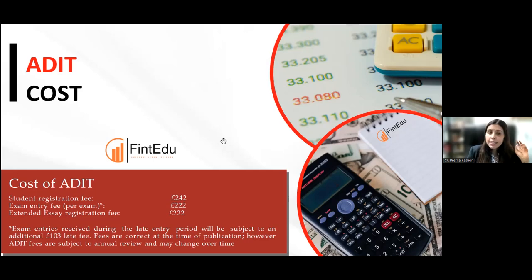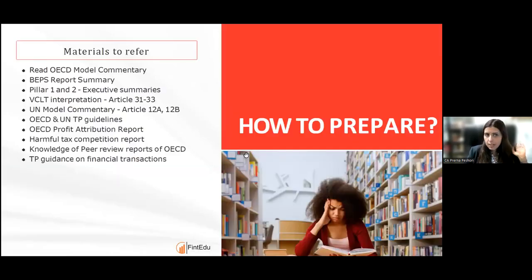Now, what are the materials to be referred for preparing for the examination? Specifically for PIT, I'm talking about. Read the OECD model commentary. As I said, you have to read the Vienna Convention on the Law of Treaties. You have to read Pillar 1, Pillar 2, the executive summary. It's humanly impossible to go through both in such a short time frame. Of course, you can go through them over a period of time. You should have knowledge of the peer review reports published by the OECD, the harmful tax competition report, the OECD profit attribution report, the OECD TP guidelines, the UN model commentary wherever it differs from the OECD commentary, and the BEPS report summary. So you have to go through all of that.